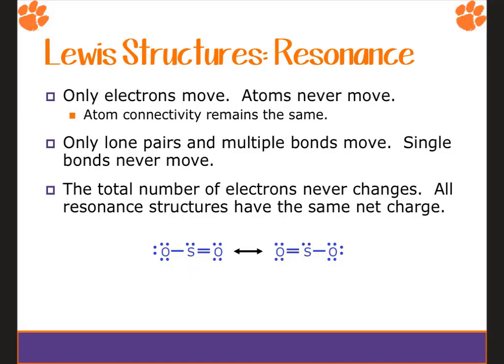Here we've got SO2, which has a similar pattern to O3. We take these electrons here, and they can move to make a double bond. And the electrons that make up the double bond can hop over here and live on the right-hand oxygen.